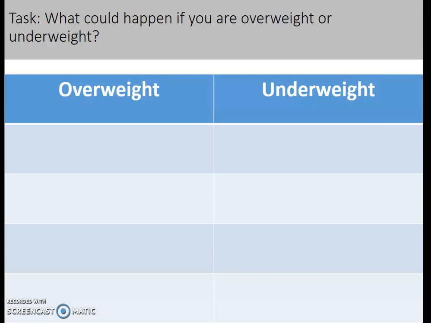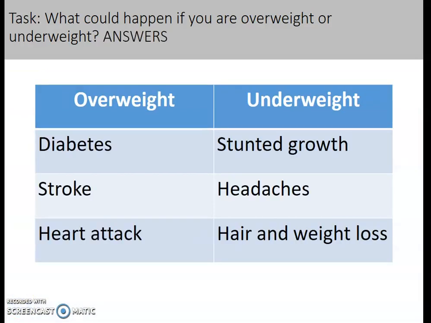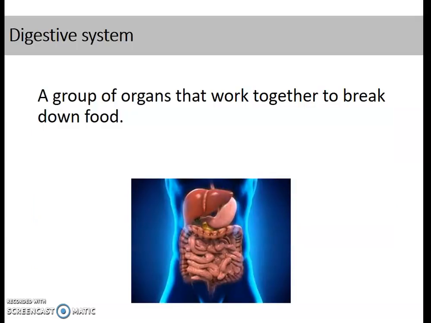What we need to do now is just recap those, just pick 3 or 4 for each of overweight and underweight, and then we'll go through them. Okay, so let's have a look. For overweight: diabetes, stroke, heart attack. For underweight, you could have stunted growth, headaches, hair and weight loss. There are various other ones. If you want to go back and have a look just to double check that you're along the right lines, that would be great. You can tick them off as you're marking them.